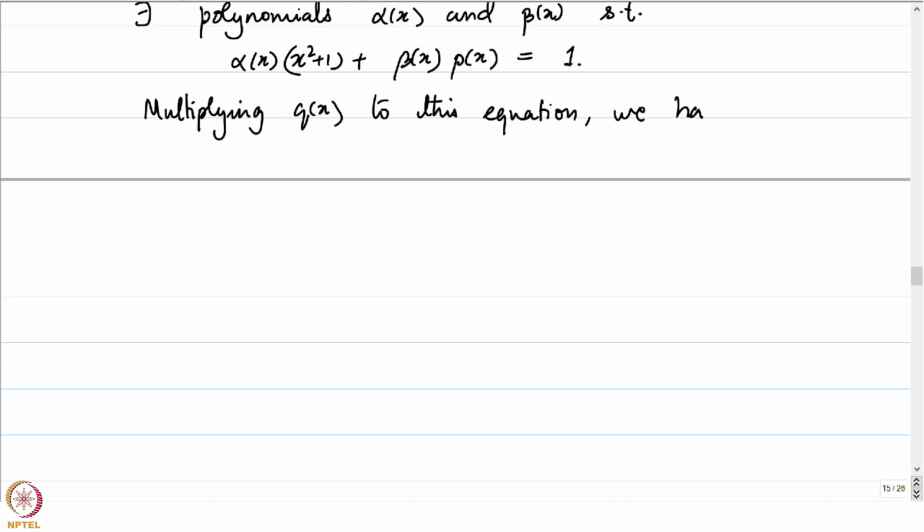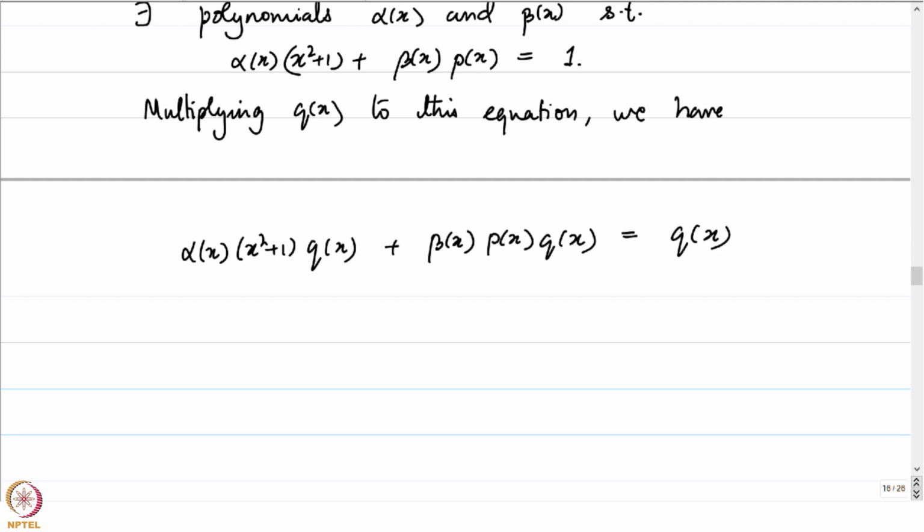We have alpha of x times (x square plus 1) times q of x plus beta of x times p of x times q of x, and this is equal to q of x. But if you focus on the left hand side, this term is divisible by x square plus 1 because x square plus 1 is anyway in the term itself. It's one of the factors. And here x square plus 1 divides the product p of x times q of x. That's how we began the argument. And therefore, the left hand side is divisible by x square plus 1.